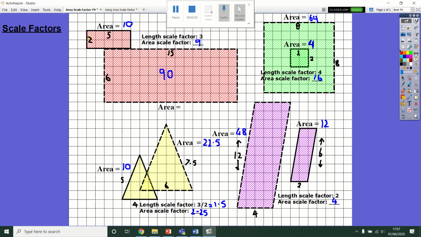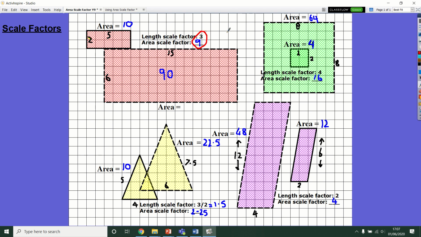Okay, so let's take a look at these pairs of values. If I circle them in red, you need to think about what you notice about these pairs of numbers. You've got the length scale factor and the area scale factors. Hopefully, at least for these nice numbers, you've spotted that the area scale factor is the square of the length scale factor. So if you know what the lengths are multiplying by, then you square that number and that makes the area scale factor.